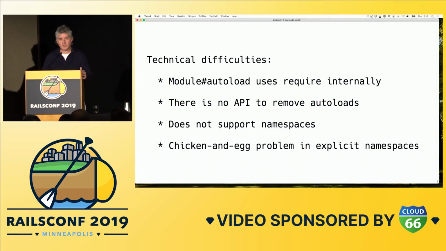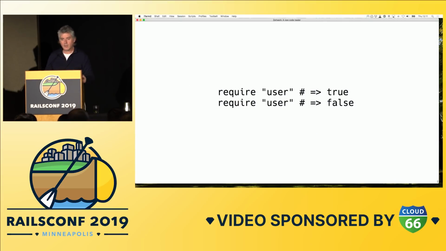It does not support namespaces, so you can say autoload one simple constant name. You cannot put a qualified constant name in autoload. You cannot say in Object autoload Admin::UsersController. You cannot do that. You need the class or module object, the instance, and set an autoload for that instance for the next level, okay? And finally, there's a chicken and egg problem with explicit namespaces that I am going to explain right now. So, all of this is solved.